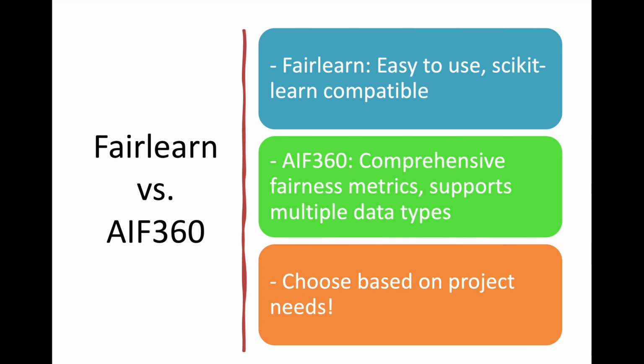So this is what we have talked about. Now what is Fairlearn versus AIF360? Fairlearn is easy to use and scikit-learn compatible, and AIF360 offers comprehensive fairness metrics and supports multiple data types. Which one you choose depends on the project you need, but Fairlearn is very simple. If your database is simple like what I showed, Fairlearn will do that. But if you have a complex database, then AIF360 can help.